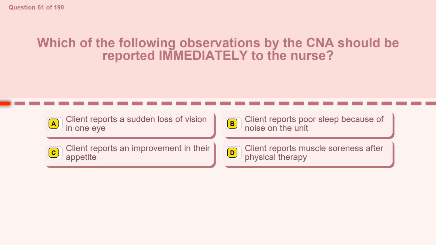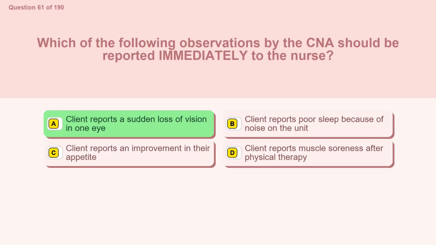Question 61. Which of the following observations by the CNA should be reported immediately to the nurse? Option A, client reports a sudden loss of vision in one eye. Option B, client reports poor sleep because of noise on the unit. Option C, client reports an improvement in their appetite. Option D, client reports muscle soreness after physical therapy.